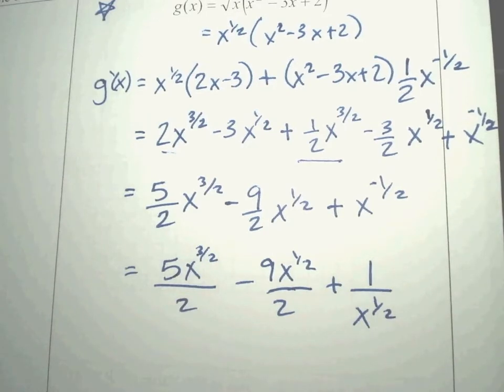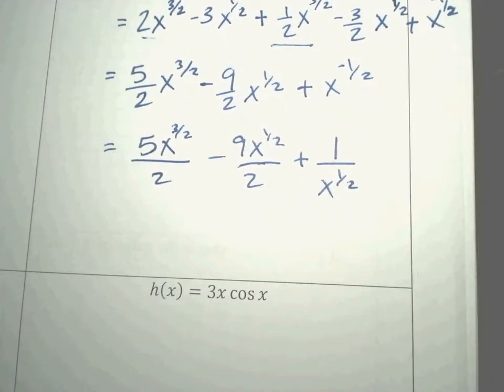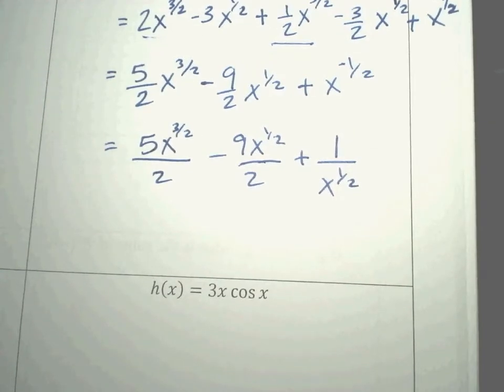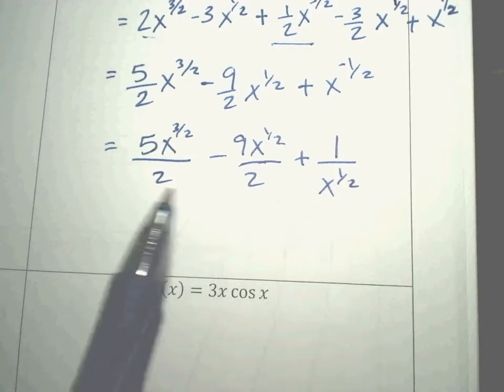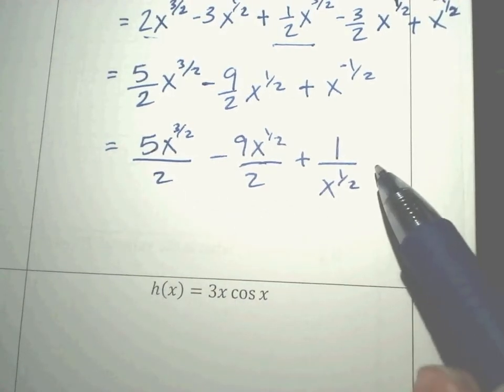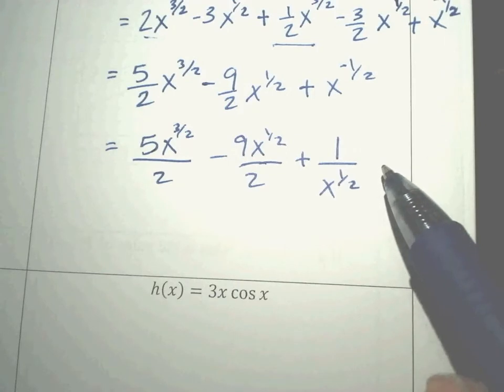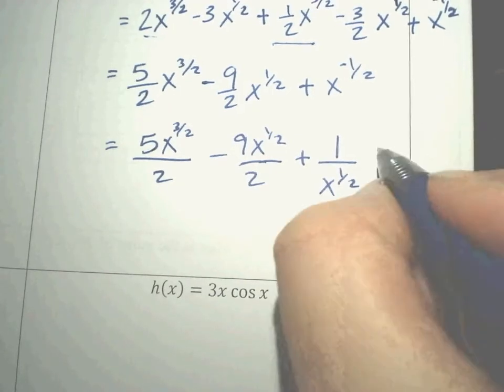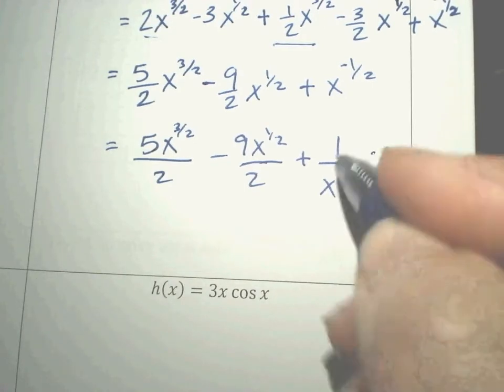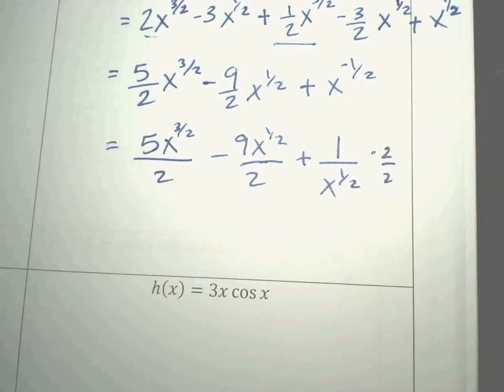Okay, so what is a common denominator? 2x to the 1/2. Every denominator has to have a 2 in it. These already have a 2. This one needs a 2, so what do I do? Multiply the top and the bottom of the last fraction by 2. That'll get the last fraction to have a 2x to the 1/2.